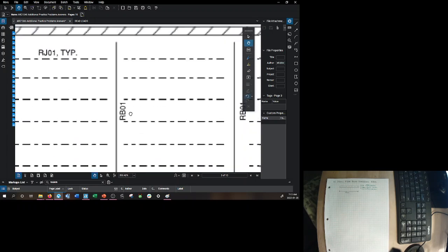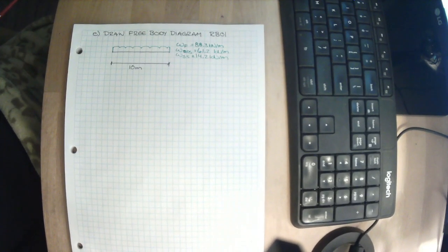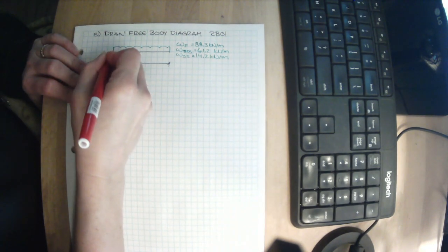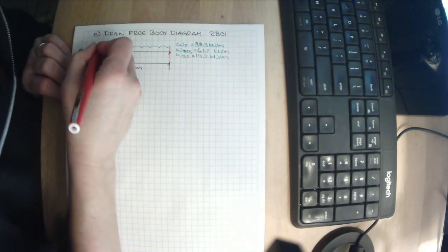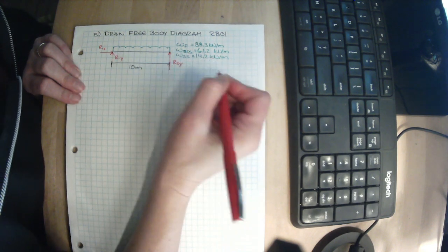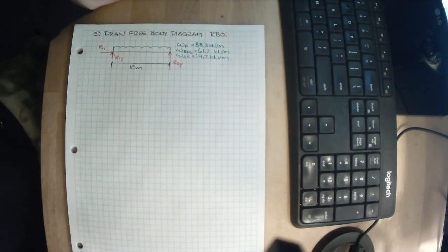When we looked at that beam, RB01, it doesn't look like there's any moment connections at the end. And we know that for a typical beam in normal construction, it has the ability to move just a little bit at the ends, just enough to release our reactions at the end, which means most beams are typically a pinned roller condition. So we've got R1X and R1Y and R2Y. So we have our applied loads, our reactions, and our dimensions. So we've got our free body diagram.